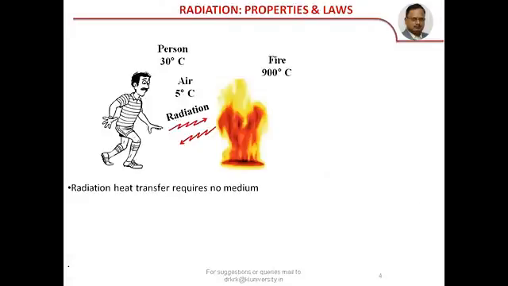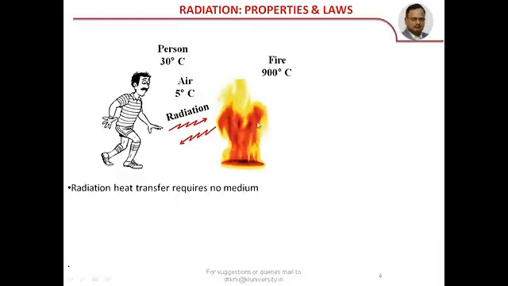the radiation properties. Radiation is the third mode of heat transfer where the transfer of energy takes place from bodies having temperature greater than 0 Kelvin in the form of electromagnetic waves. So all material bodies having temperature greater than 0 Kelvin continuously emit energy in the form of electromagnetic waves, and we call it radiation.